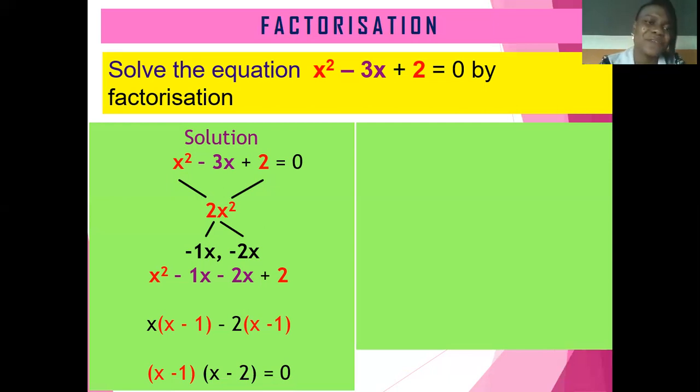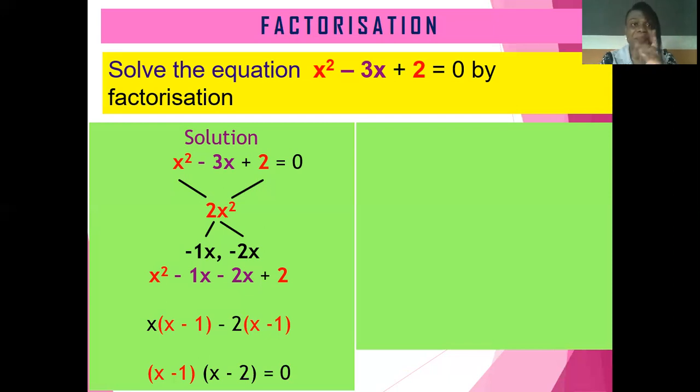Now, if you were just asked to factorize, let's assume you were not asked to solve, there was no equal to 0, just said factorize, you could have stopped here. But they did not say just factorize, they said you should solve the equation. Now, how do we solve this?